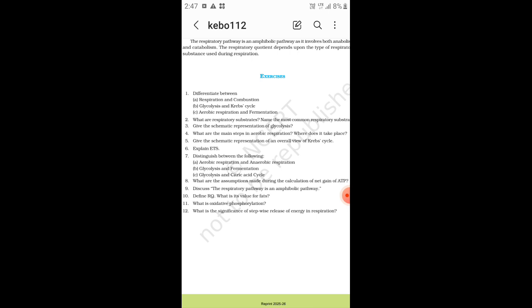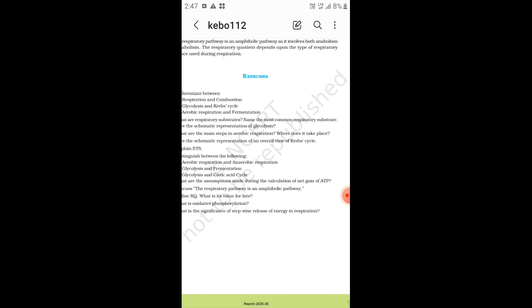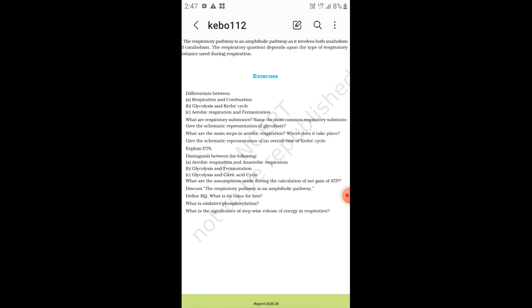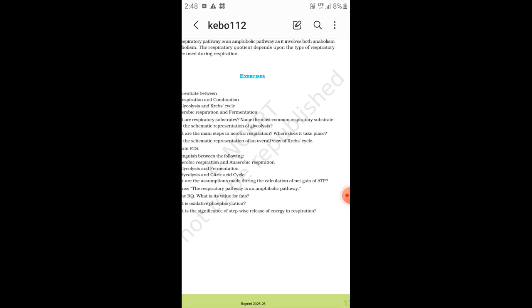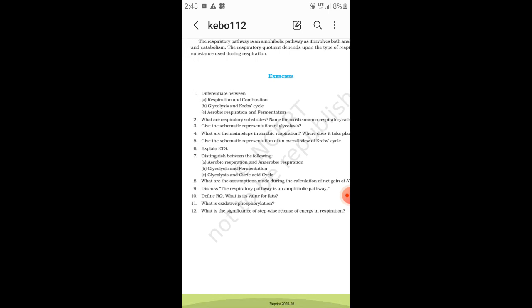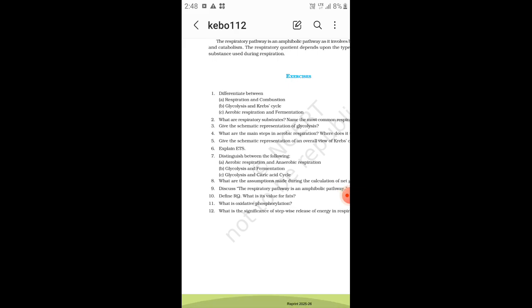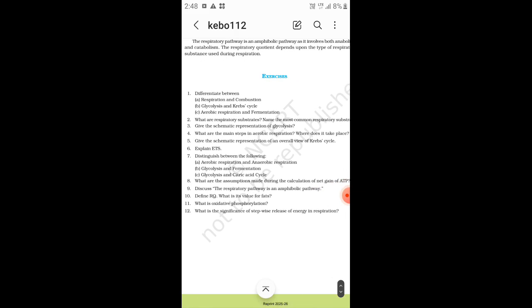Now give the schematic representation of an overall view of the Krebs cycle. In the Krebs cycle, acetyl coenzyme A, with water and oxaloacetic acid, undergoes condensation to form citric acid, then alpha ketoglutaric acid, then succinic acid, then fumaric acid, then malic acid, then oxaloacetic acid. So this is the Krebs cycle.